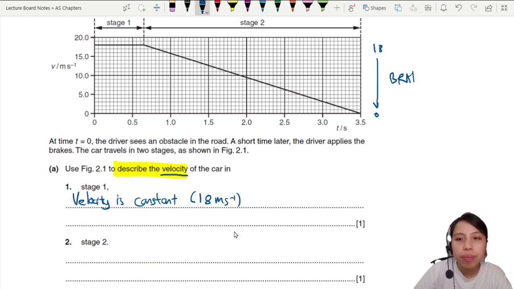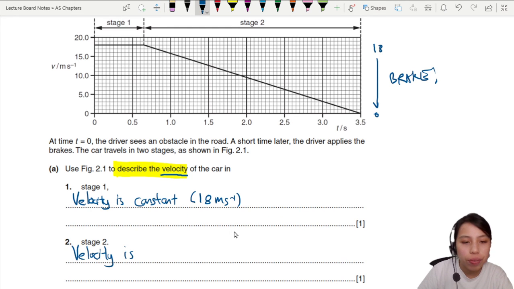Brake! So we can say that velocity, you see the number go from 18 to 0. So you say first decreasing. But wait, at what rate? Curve? No, straight line. But don't say straight line. Say decreasing at a constant rate.